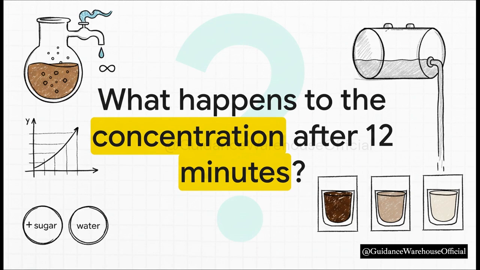So here is the real-world problem we need to crack today. If this chaotic mixing just keeps going, what exactly happens to the concentration of the sugar water after 12 minutes? Is the ratio of sugar to water going to be greater or smaller than when we started? And even more mind-bending, what happens if we literally leave that tap open forever? Does the tank turn into pure sugar syrup, or does it become completely watered down?